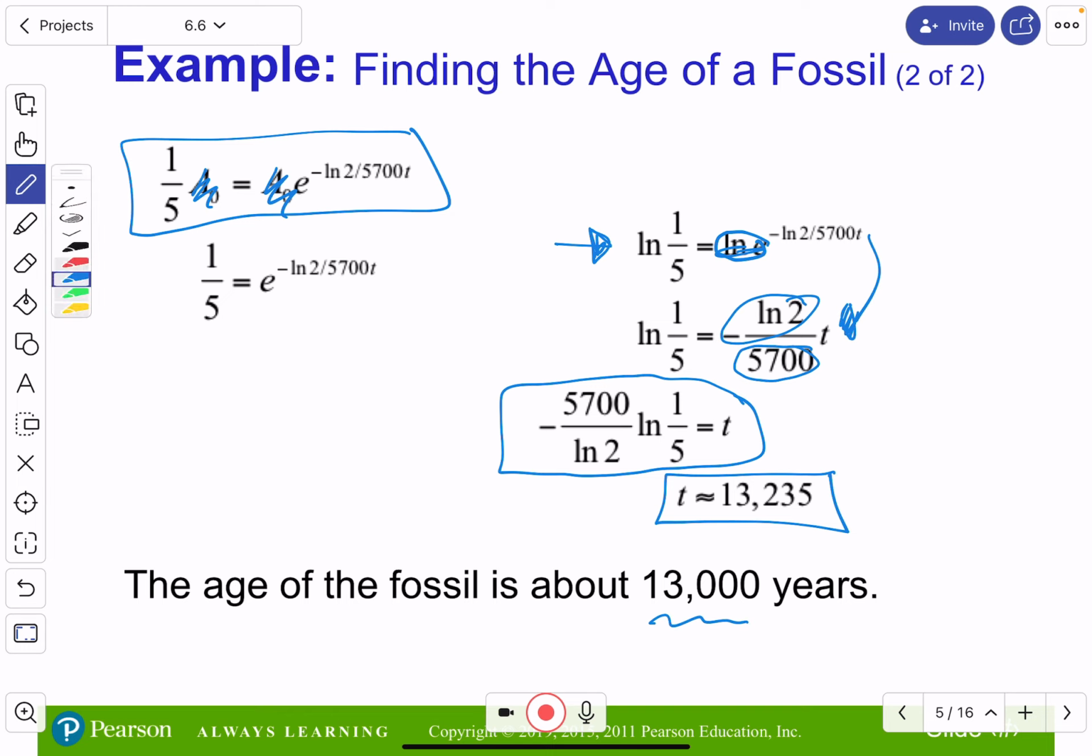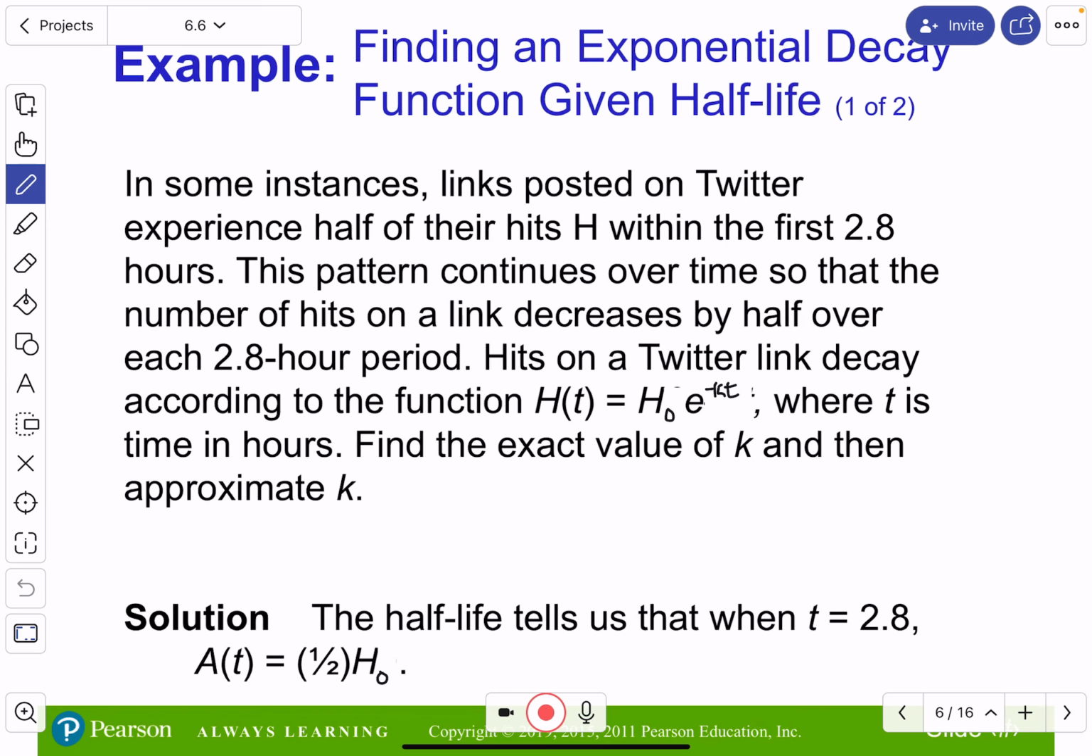The biggest piece of this is if they were looking for 1/4 of the original amount, you would change this to 1/4. So it's just that A0 and then it cancels. That's how you're going to solve those carbon dating problems. In some instances, they're going to talk about half. They want to know the half-life. So that just means you're setting half of the initial amount equal to the equation.